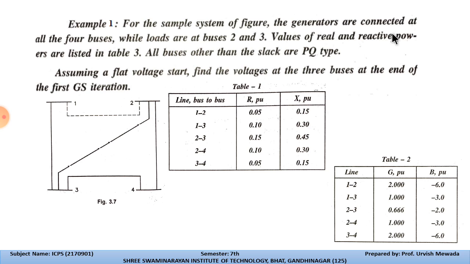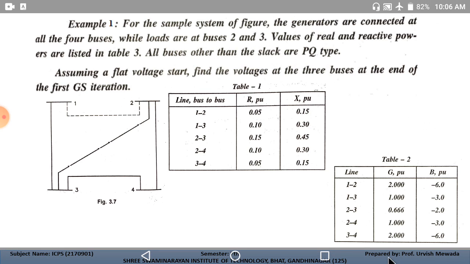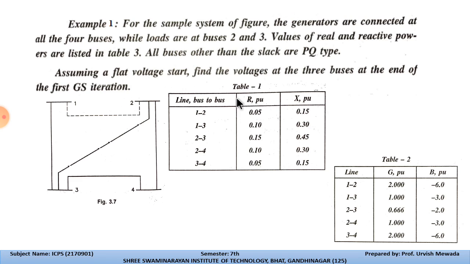Now the values of real and reactive powers are listed in table number 3. So we have 3 tables: this is table number 1, table number 2, and table number 3 will be shown in the next slide. All the buses other than the slack bus are PQ type. So this is the data given, and assuming a flat voltage start, find the voltage at the 3 buses at the end of the first GS iteration.